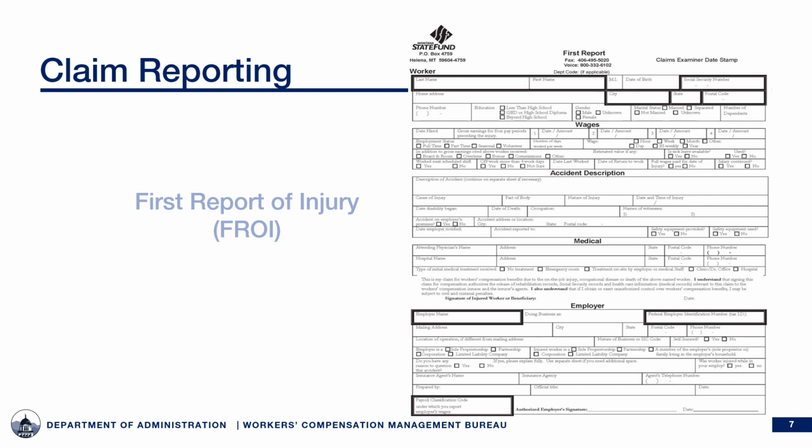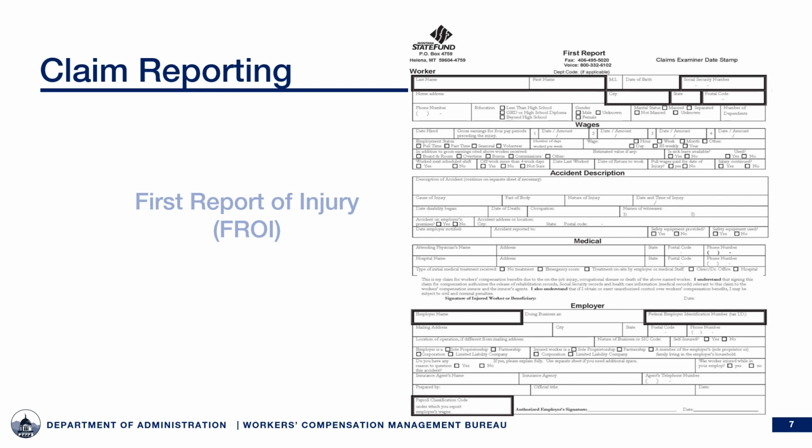Right below the employee contact information is the accident description section. It is extremely important to be clear and give as much information as possible in this section. Please ensure the employee notes the actual location, address the injury occurred.